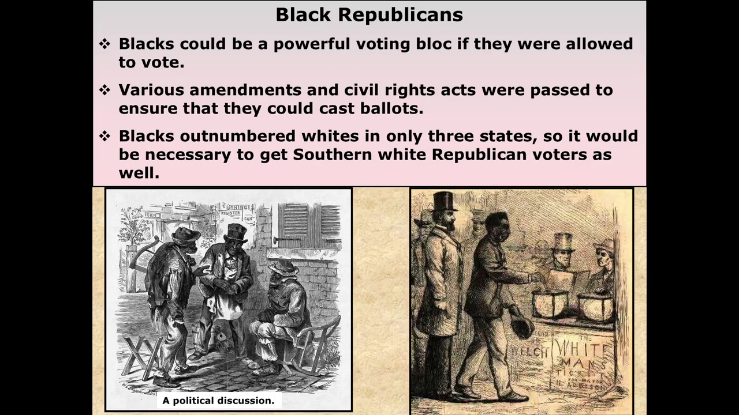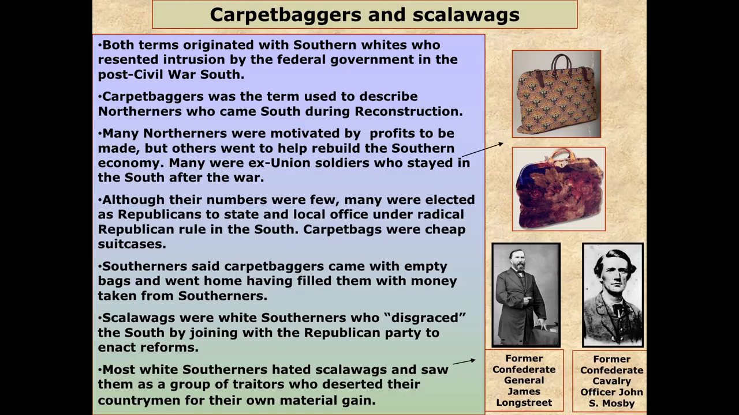People taking advantage of the Southern economy at this time would be carpetbaggers and scalawags. Carpetbaggers are people from the North coming down South to take advantage of the cheap real estate from the confiscated lands, and the economic opportunity. Southerners really hate these people. They especially hate scalawags, who are former Confederates who basically do the same thing, like General James Longstreet and Cavalry Officer Mosby right here.